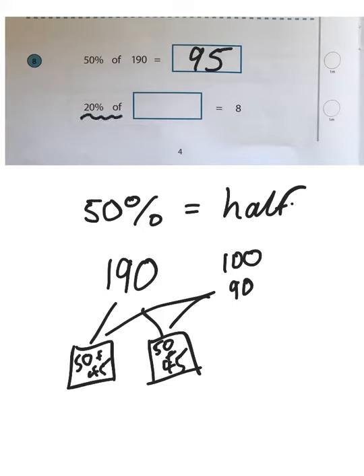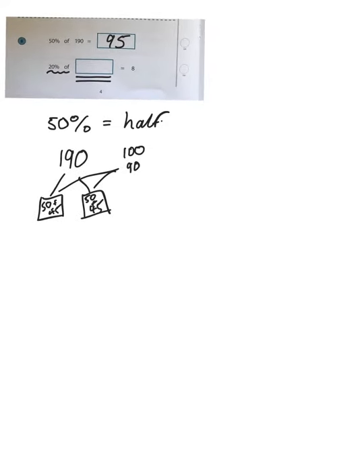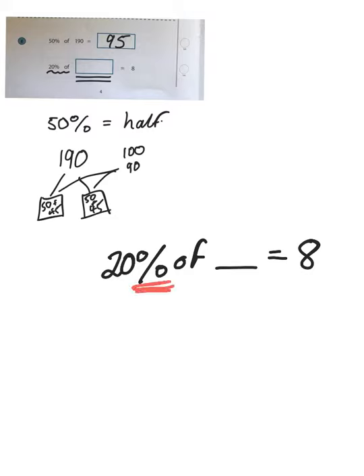This one's a bit trickier. 20% of something equals 8. I'm going to have to shrink this because I'm going to need a bit of space for this one. 20% of something equals 8. Right? When we've got percentages, what's the total? If you had the whole of something, and we're talking about percentages, what's the whole of it? 100. Alright? So you've got 100 is the whole, and you split it up into 20s.